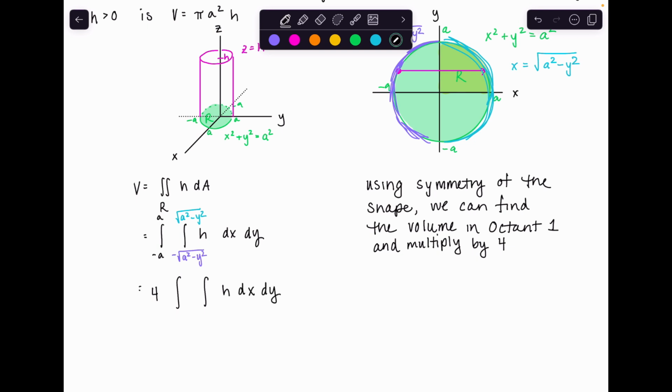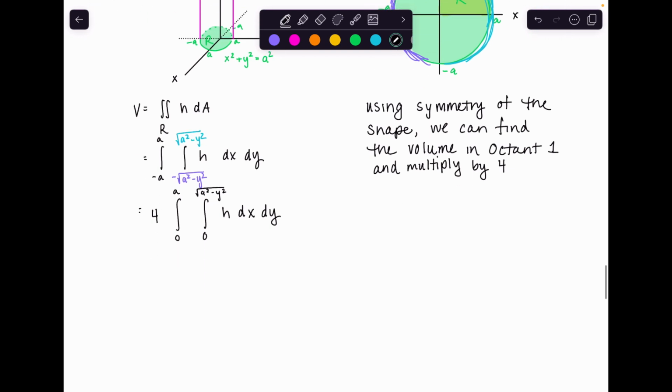Okay. And then here we'd have our y changes between 0 and a, because it's just in octant 1. And then our x is going to start at 0 and go to the right half of the circle. So it'll go from 0 to the square root of a squared minus y squared. Okay. So now this, we can go ahead and we can take an antiderivative of.